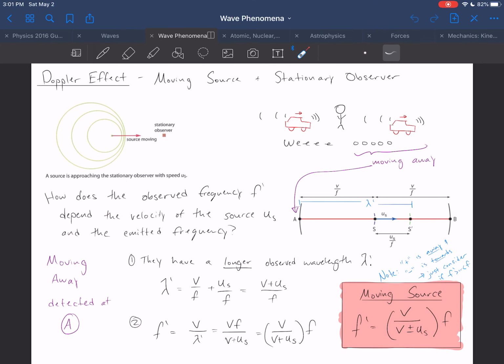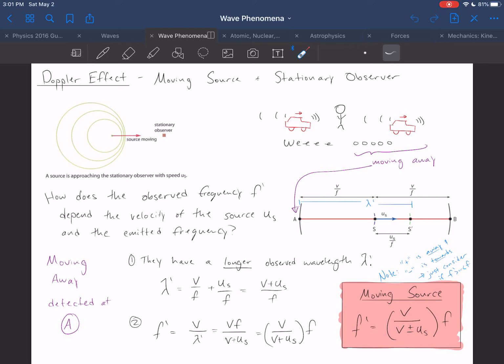All right. So how does the observed frequency f prime depend on the velocity of the source and the emitted frequency? Same question as last time, except now we're going to focus in on an observer at A rather than an observer at B. So instead of the source moving towards the observer, the source is now moving away from it. The thing to recognize is that just as before, the source emitted its initial wavefronts. They're reaching A and B at the same time. And we wait one period later, and now the source is at S prime and emits its next wavefront.